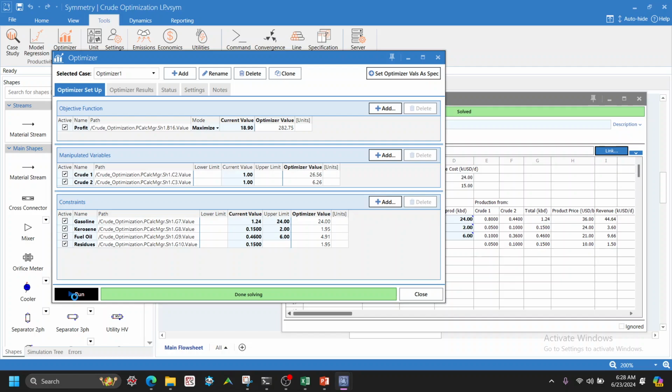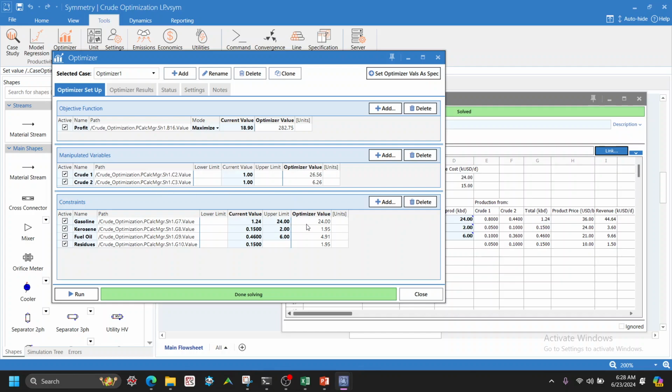If I run this one, I use Powell, and then I get 282.75. This is not the actual number yet. Yeah, I forgot to mention what the actual result is. But nonetheless, this is then the optimized value. So we need to have like 26 of crude one and then 6 of crude two.